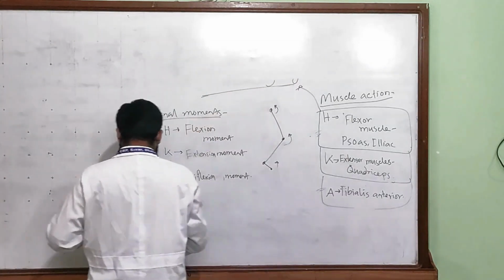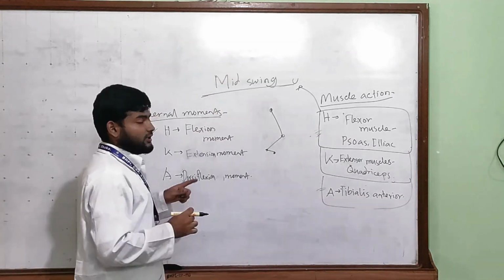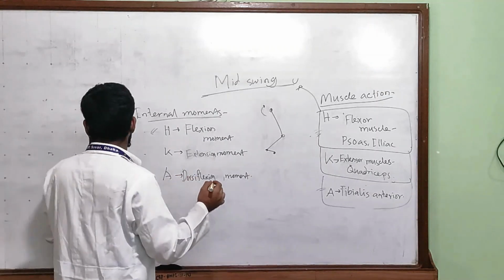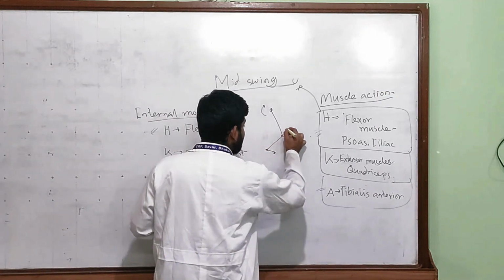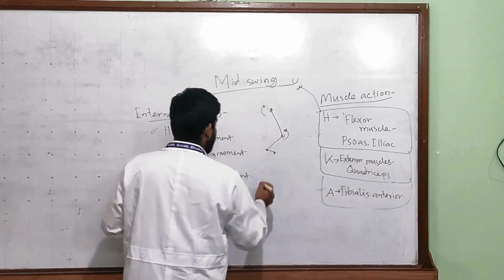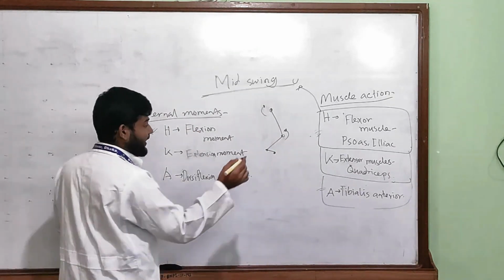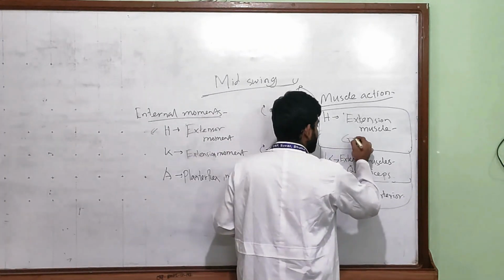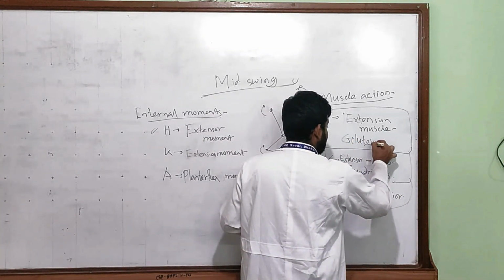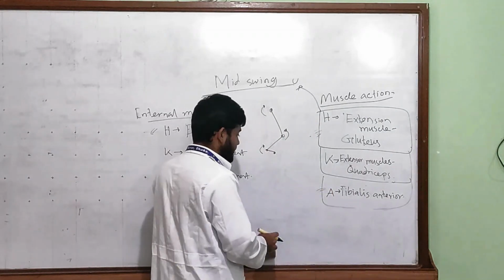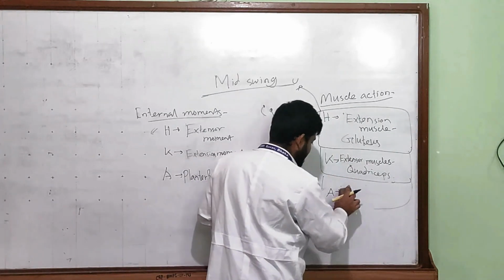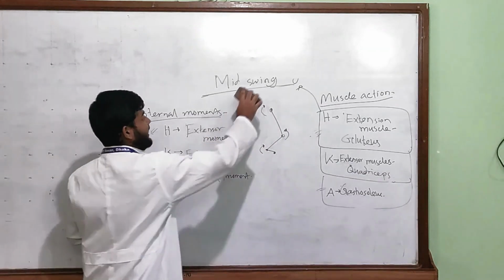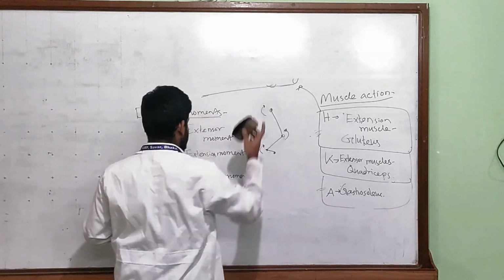Now we have mid swing. For the mid swing, firstly the hip will be in extension. Then the knee will also be in extension. And the ankle will try to go for plantar flexion. The extensor muscles are the gluteus medius muscles, and this will be changed again to the gastrosoleus muscles. And the last stage we have is the terminal swing.